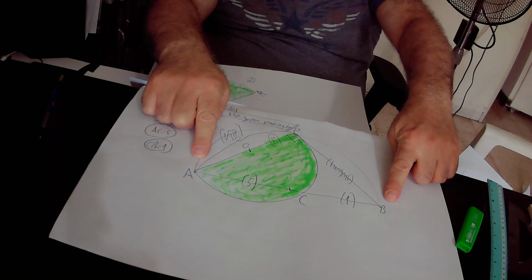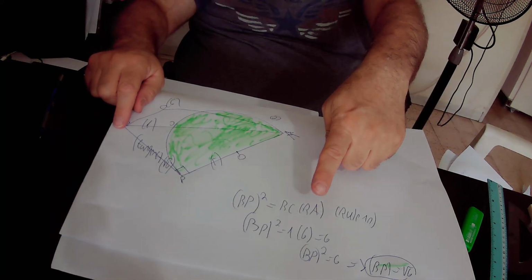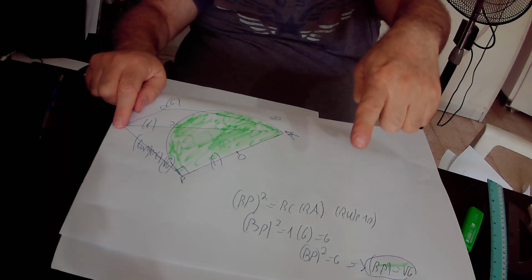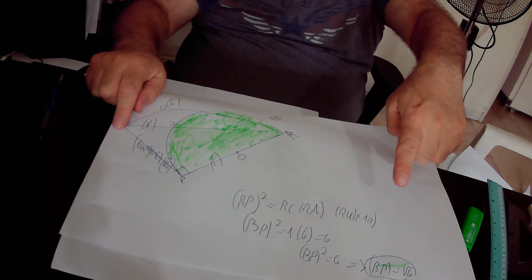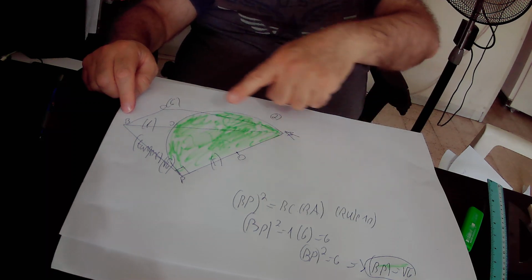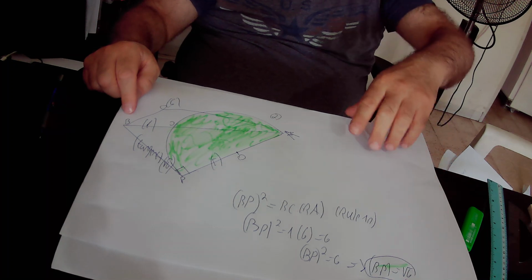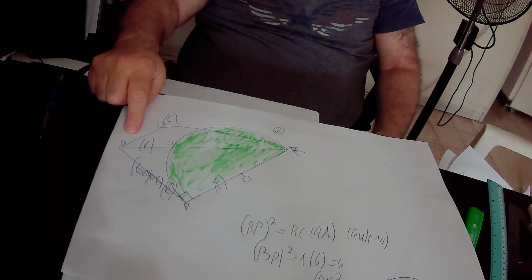Again, AB equals 6, so we substitute AB by 6. In total, we found that BP squared equals 1 times 6, that is 6. BP squared equals 6. We took the square root of this equation and finally found that the missing tangent BP equals the square root of 6 units in length.